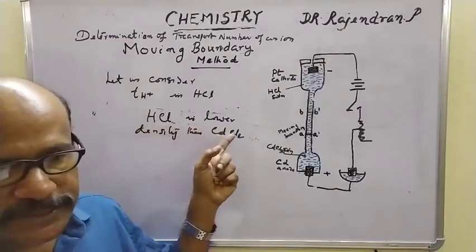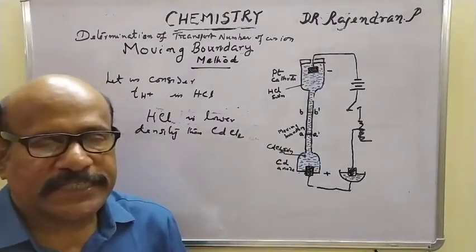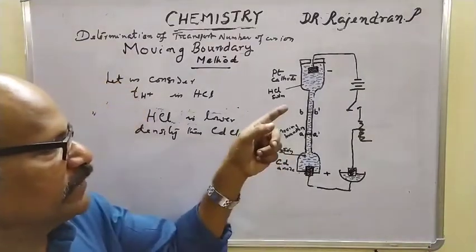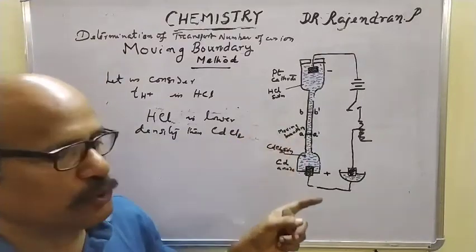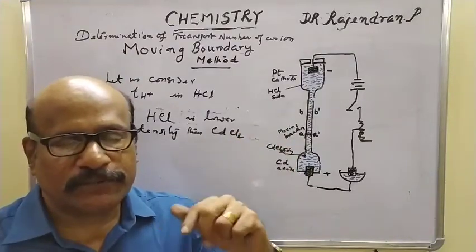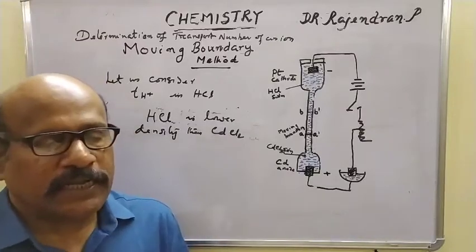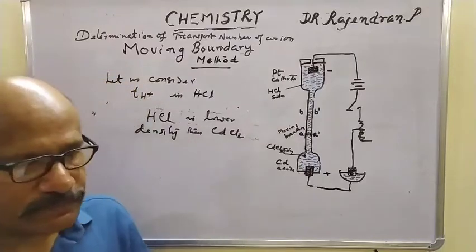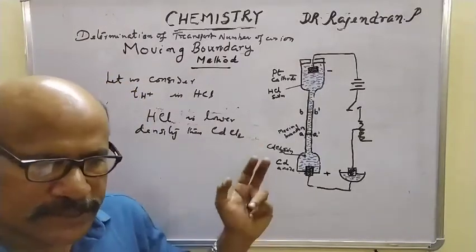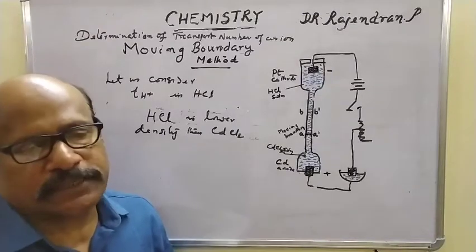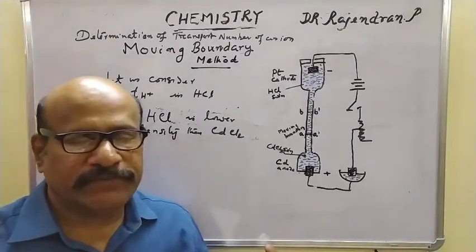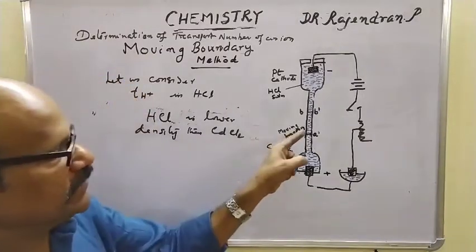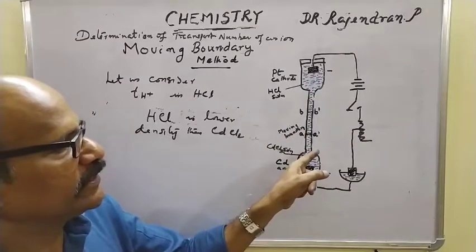The peculiarity of HCl is that it is lower in density than cadmium chloride. So on mixing the solutions and filling them in the vertical glass tube, it can be seen that HCl always floats over the cadmium chloride solution, and the concentrations are so adjusted that above the boundary there is HCl solution, below the boundary there is cadmium chloride solution, and the boundary is well defined and clearly visible.